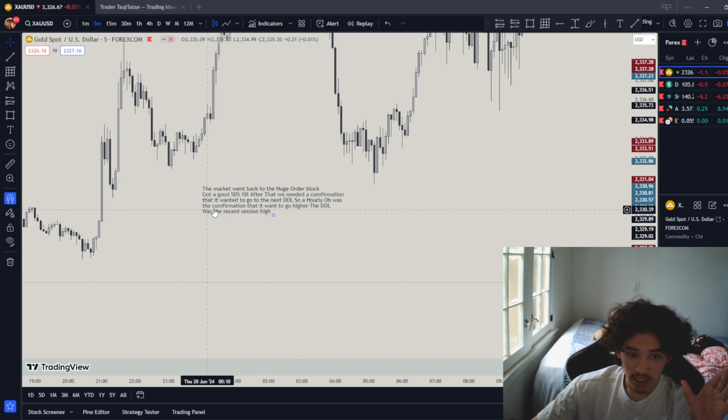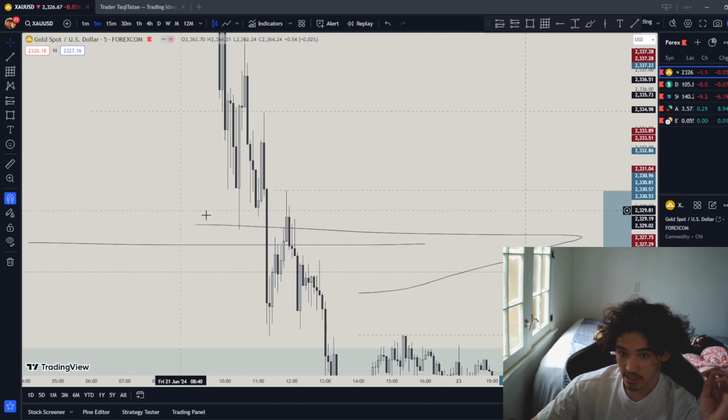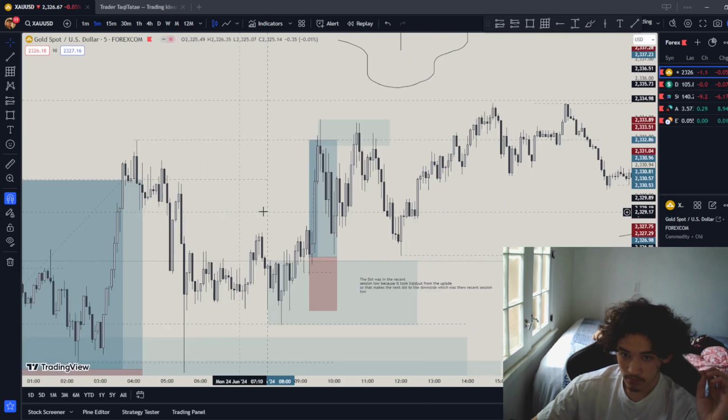We needed a confirmation that you want to go to the next drawn liquidity. So the early order block was enough of a confirmation that you want to go higher. You want to go higher to the drawn liquidity, and the drawn liquidity was a recent session high, as you can see right here, right?